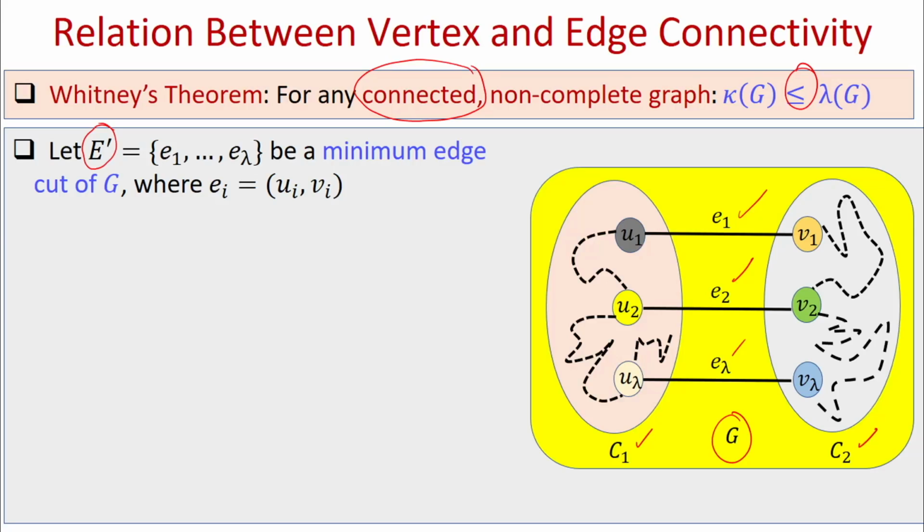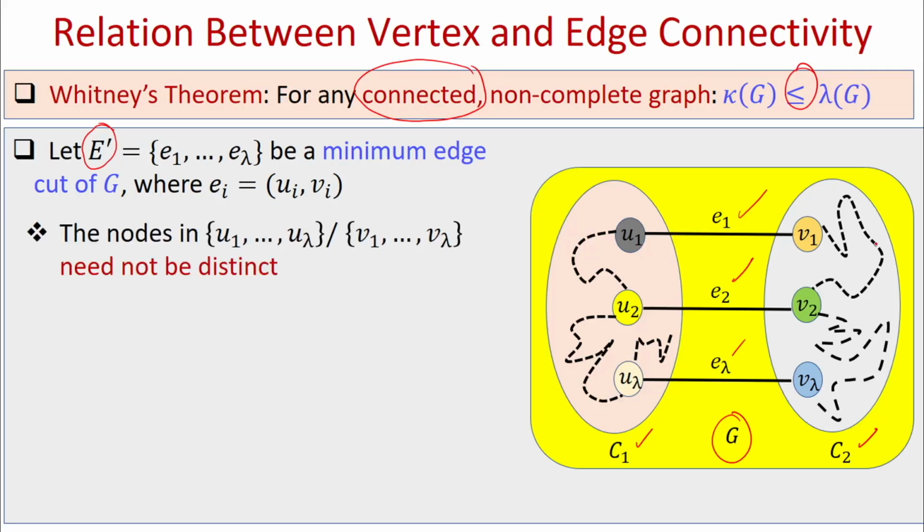So you can imagine that the structure of your graph is something as follows. You have the vertices and edges structured in such a way that you can interpret E1, E2, up to E lambda as kind of bridges between component C1 and C2, so that one of the endpoints of E1, namely U1, is in component C1 and another endpoint, namely V1, is in C2, and so on.